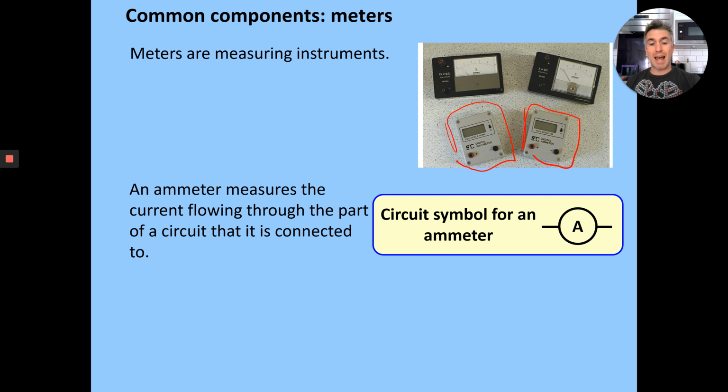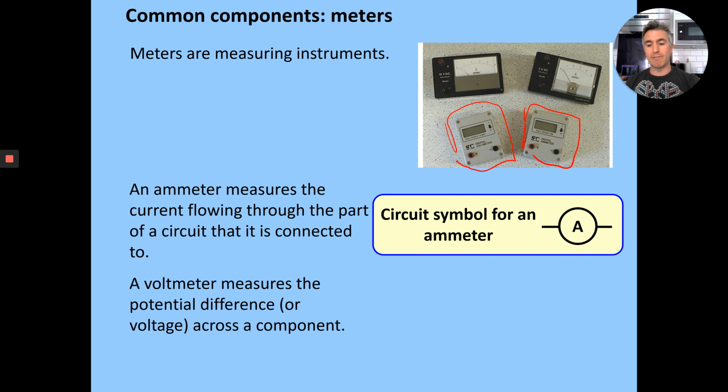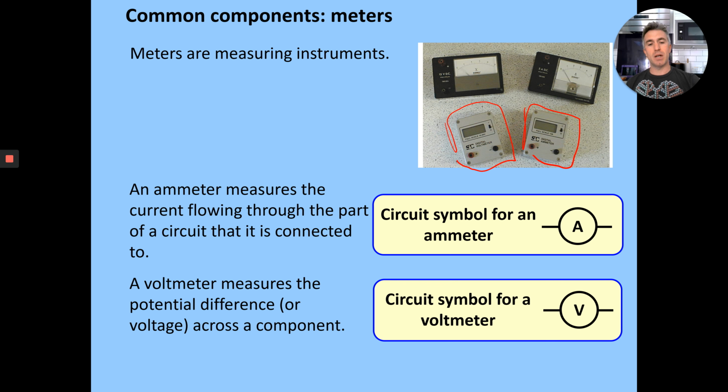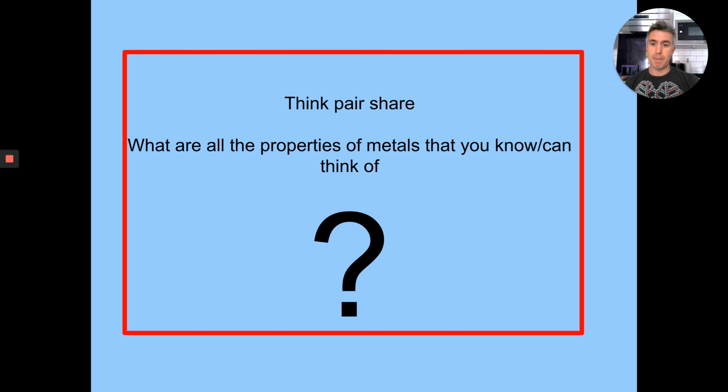So an ammeter is a capital A in a circle, and a voltmeter, as you might have guessed, is a V in a circle. Okay? Did you get that? If not, don't worry.